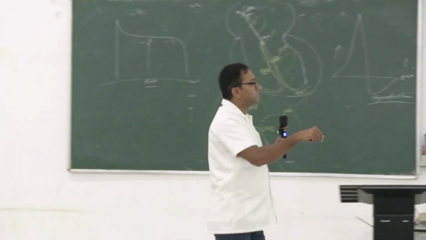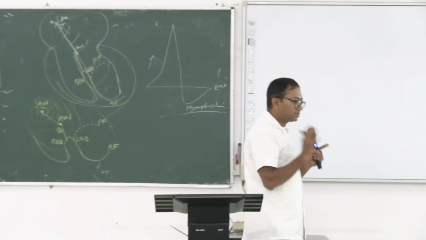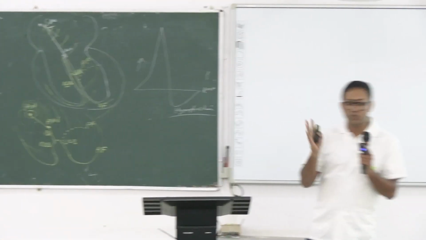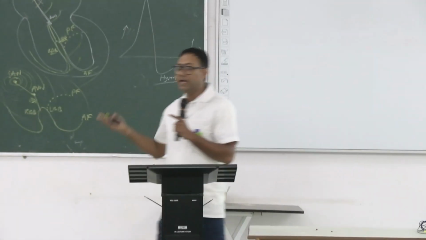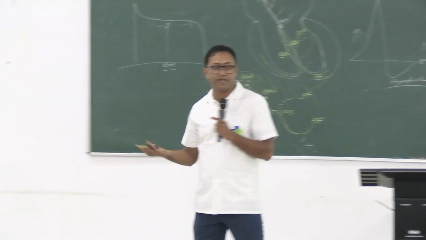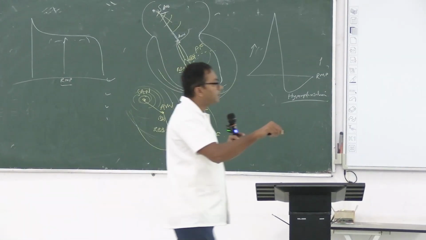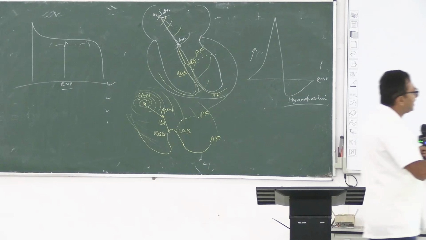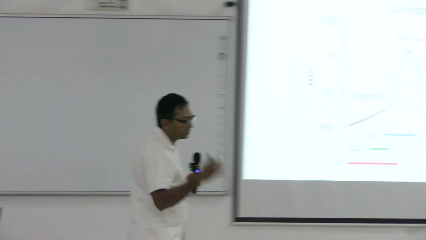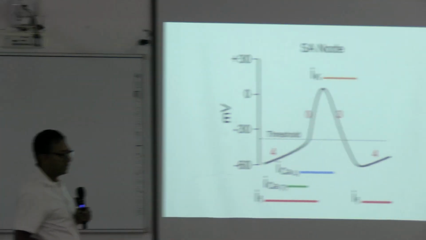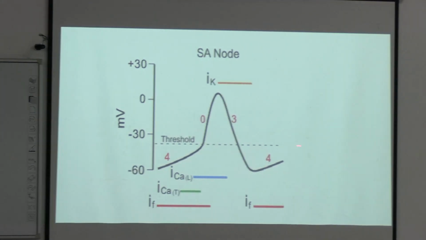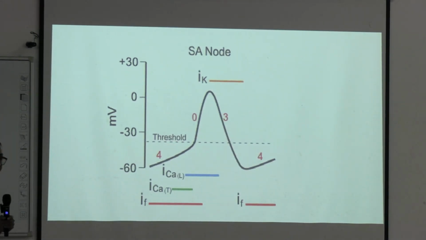Okay, anyway, come back to SA node. SA node has no specific resting membrane potential, and it fluctuates from minus 60 to minus 40 millivolt, right? And this dotted line is the threshold, which is around minus 40 millivolt, right? Once it reaches the threshold potential, it fires, right?